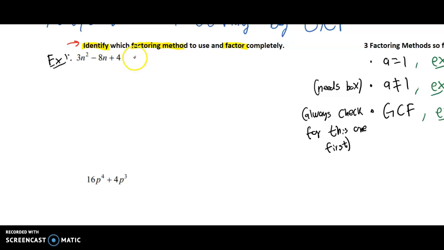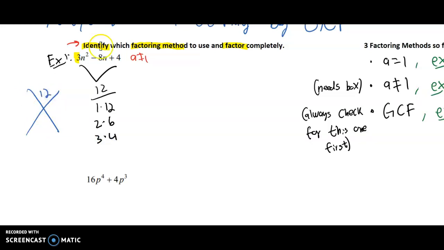Great. This is an example of a does not equal 1. That's because a is 3. I'm going to multiply these two together. We get 12. Factors of 12. I'm going to make my x. I've got 12 up top, negative 8 on the bottom because that's our b value. What multiplies to 12 but adds to negative 8? I can make that work with 2 and 6 if we make them both negative, because negative 2 times negative 6 is positive 12.